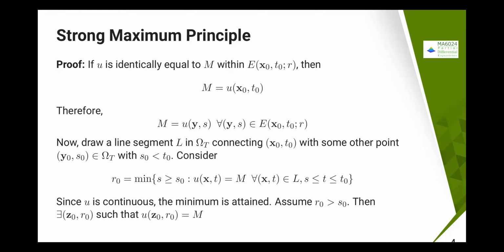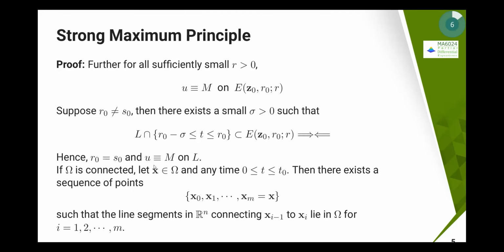Because here I chose x naught comma t naught arbitrary, and then I ran the proof. So instead of that, I am just taking this z naught comma r naught. Since r naught is greater than s naught, this is going to be attained.